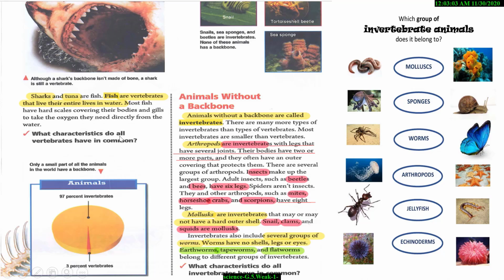What characteristics do all vertebrates have in common? All vertebrates have a backbone. But what characteristics do all invertebrates have in common? All invertebrates do not have a backbone, or you can say they are without a backbone.